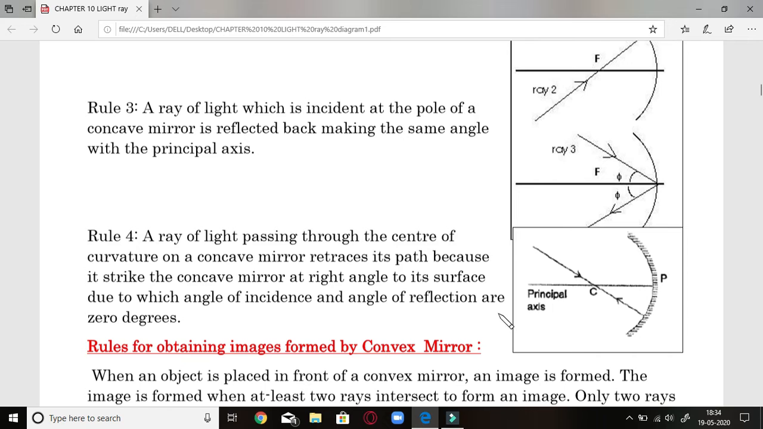Now the fourth rule is that a ray of light passing through the center of curvature on a concave mirror retraces its path back. You can pass a ray through the center of curvature also, but you have to show two arrows, one incident and another reflection arrow, because this point is at 90 degrees to that of this spherical mirror, and once a ray passes through the 90 degree angle, it retraces its path back. So whatsoever be the incident ray, so will be the reflected ray out of it.